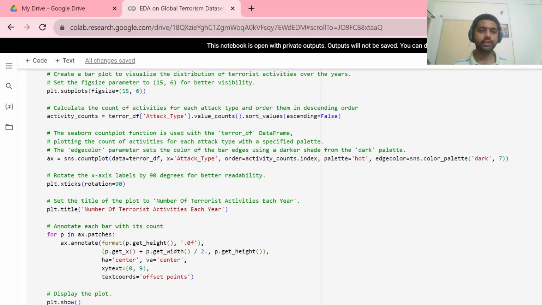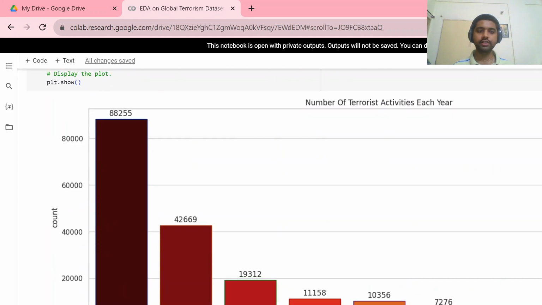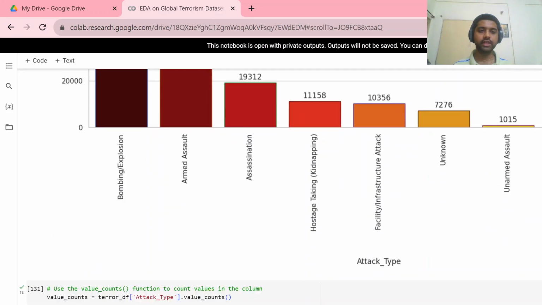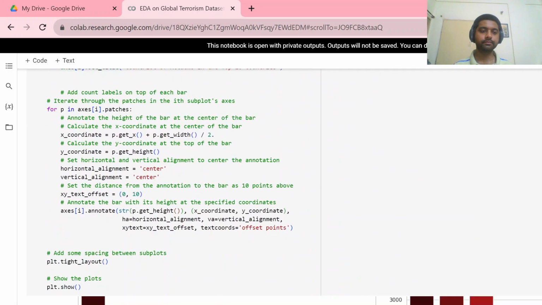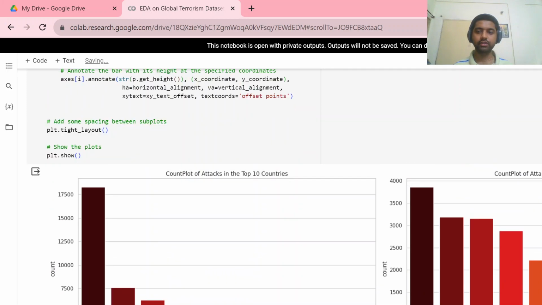Now we come to the third chart, in which we can see the attack types. Which attack type is the highest in number? So bombing and explosion is the highest in number, followed by armed assaults, assassination, and so on. So these are the plots.